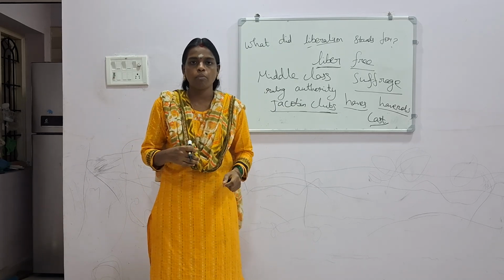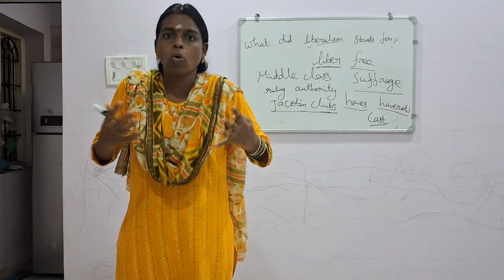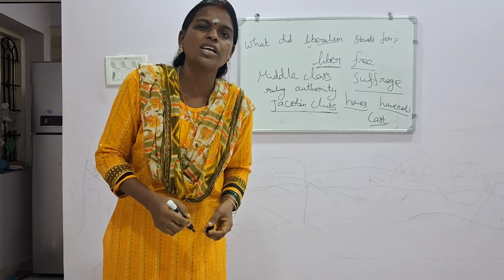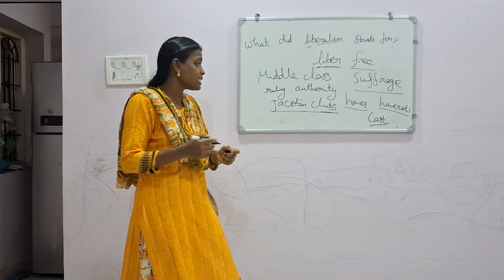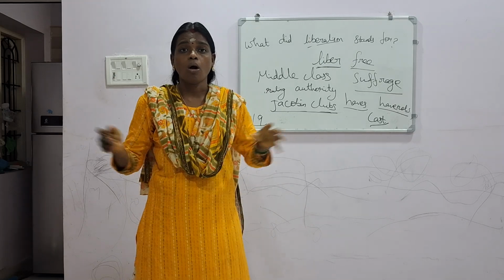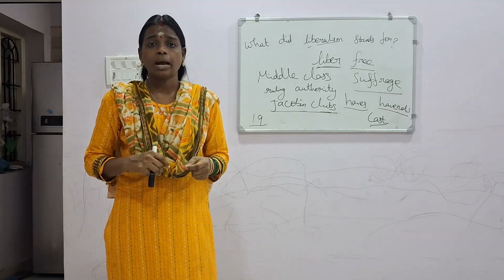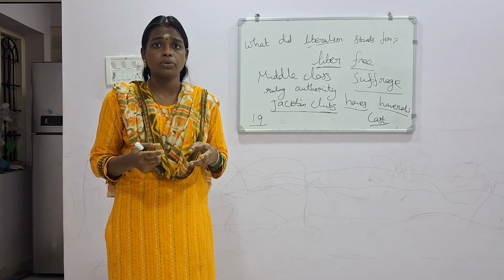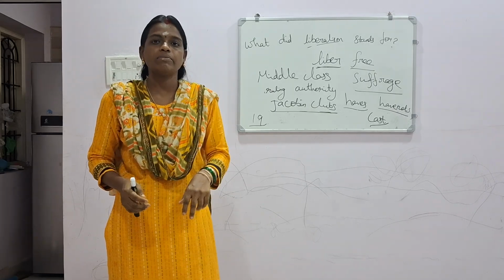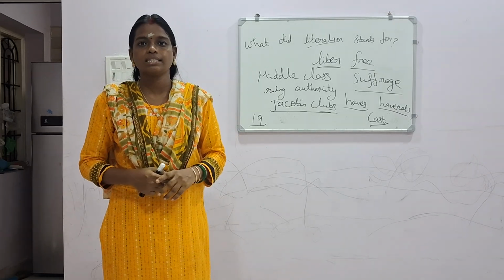When this problem occurred, the people couldn't tolerate this condition. They wanted to make some changes. So in the 19th century, all the people joined together and protested against the government. By doing so, they introduced universal suffrage.